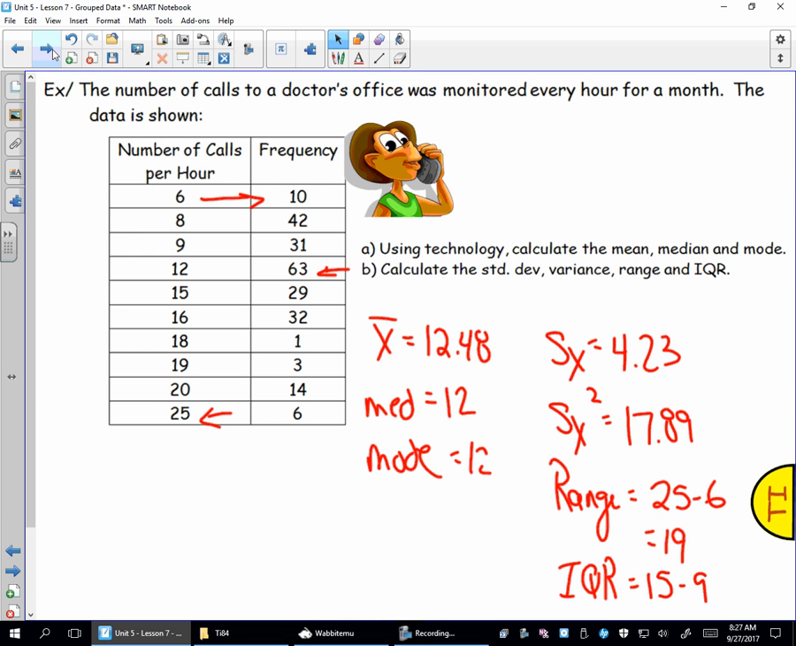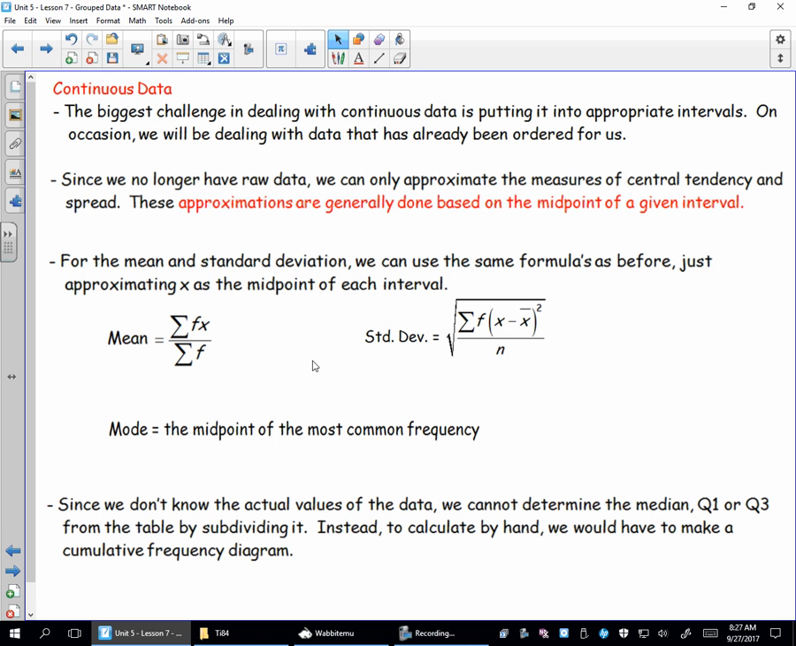Okay, that's discrete data. Whole numbers, things you count, pretty easy to work with. Let's look at continuous data. The problem with continuous data is you have to put it into intervals. If you have an interval of information, so for example, we had 0 to 10, and I had a bunch of data in there, maybe 6 pieces of data, I don't actually know what the numbers are. I just know that they're between 0 and 10.